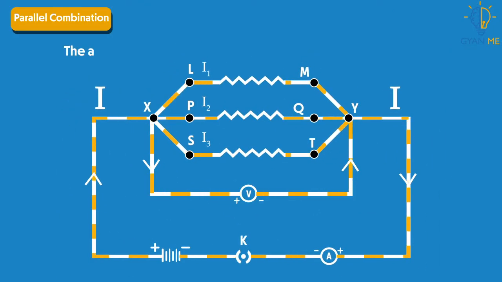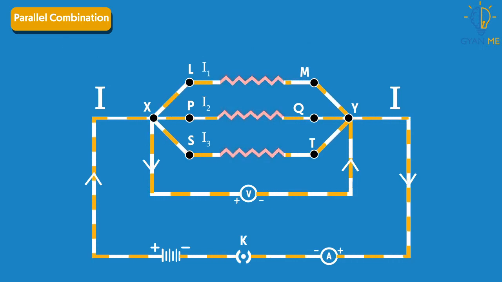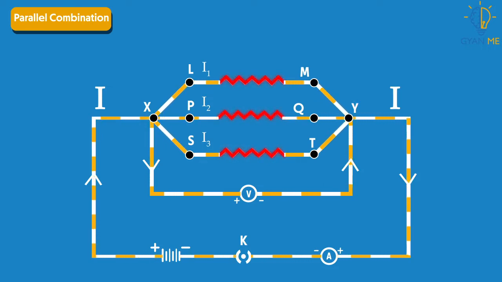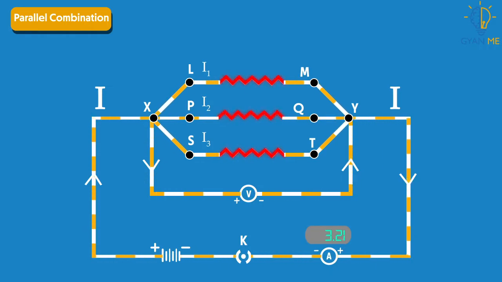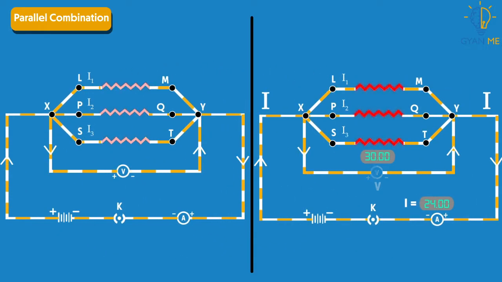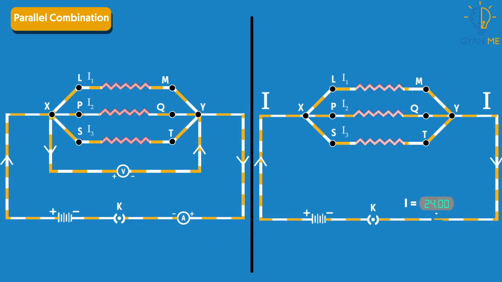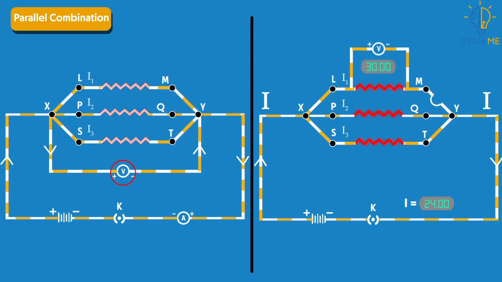Let us now understand the arrangement of resistors connected in parallel combination. As we can see, this circuit is an example of resistors connected in parallel combination between points X and Y. Here we can see that a voltmeter and an ammeter are connected in the circuit. From these we can measure the potential difference or voltage and current respectively. Suppose these are V and I respectively. Now disconnect the voltmeter and ammeter and connect them like this to measure the potential difference and current across each resistor.